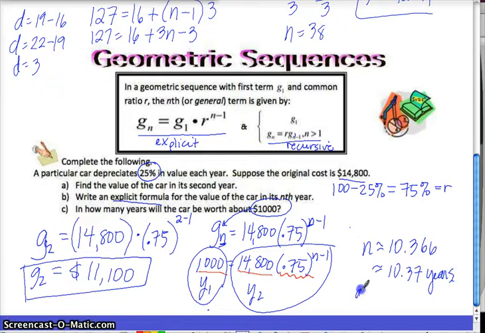So in about 10 years, or in that 10th year, it will decrease to a value of $1,000. So that's it.